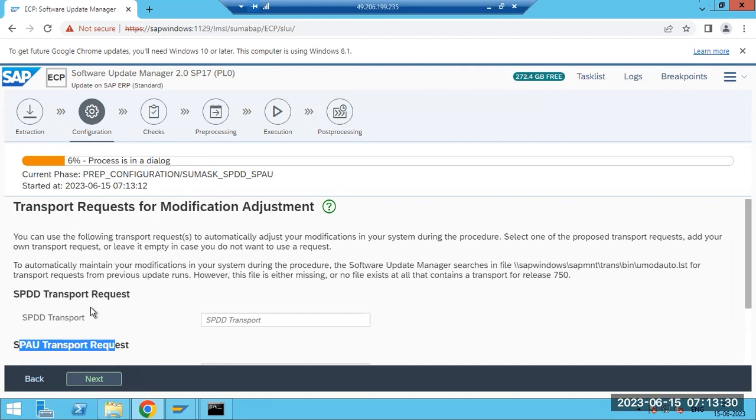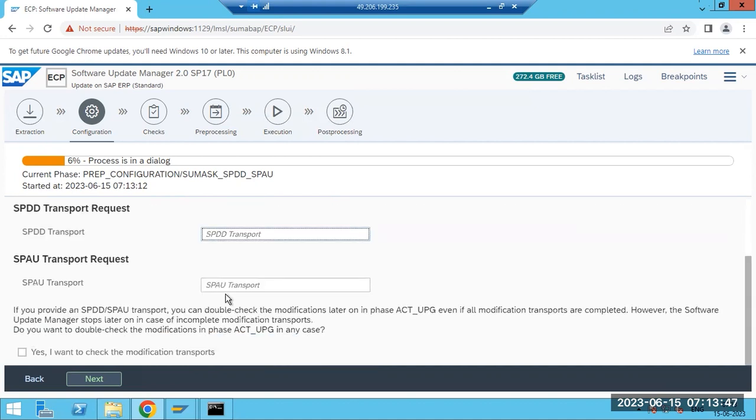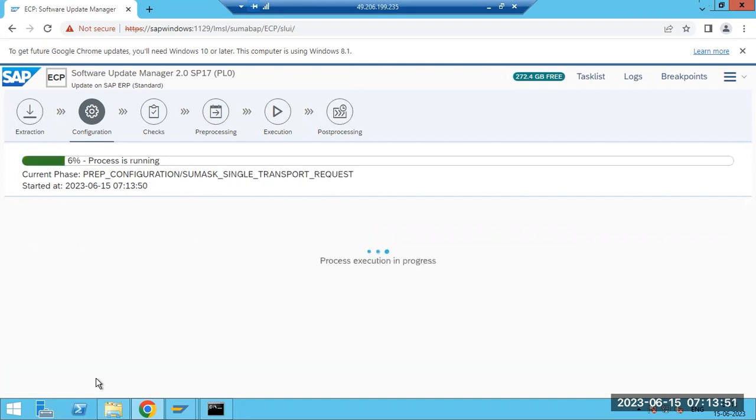If you have already SPDD, SPAU transports. SPDD means data dictionary transports and SPAU means repository transports. These transports are created by your development teams. If you already have SPDD, SPAU transports, we need to provide the transports here. If you don't have the transport, just click on the next button.